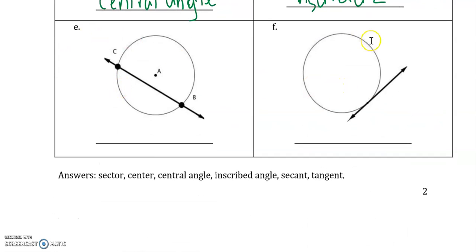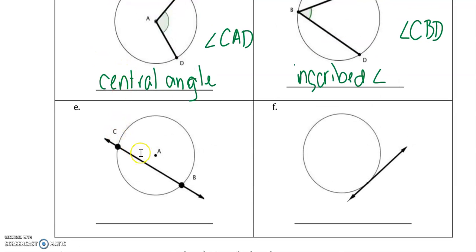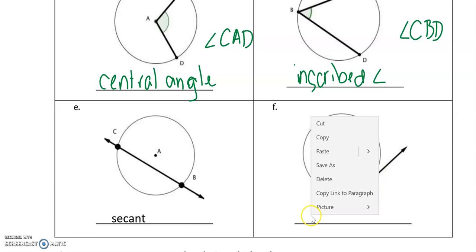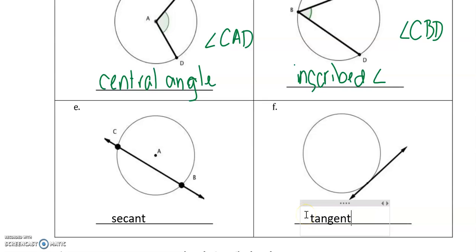Next, we have E and F. So in E, I notice that I have a line where 2 points are on the circle, but then it does extend past that. So that's how I know that that is a secant, because it goes past the circle. And then here I see that, and they even pointed out that it just touches in one spot. So we know that that is a tangent. So that's our big differences between tangents and secants.